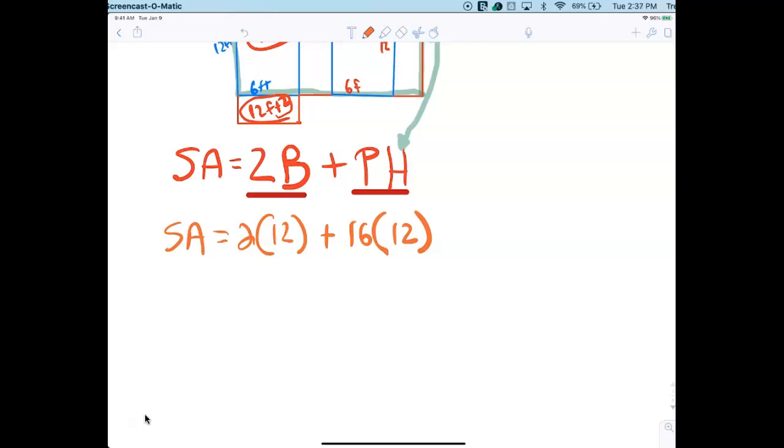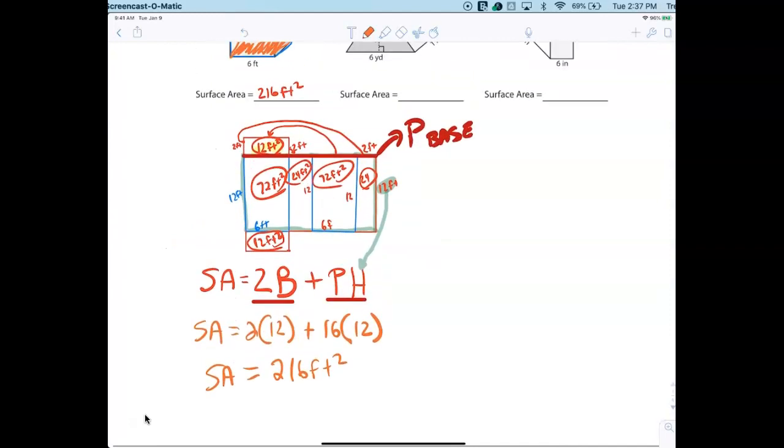Now I want everybody to do on their calculator 2 times 12 plus 16 times 12. And what is that? 216. Everybody should be doing that. You should be writing that down. So the surface area, come on now. Everybody's got to do it on your calculator. 2 times 12 plus 16 times 12 again is what? 216. And again, it would be feet squared. And what you're supposed to realize is those two answers are what? The same. Exactly the same.